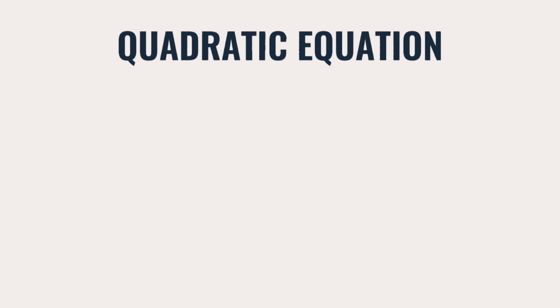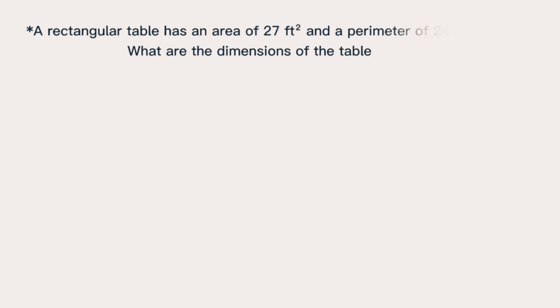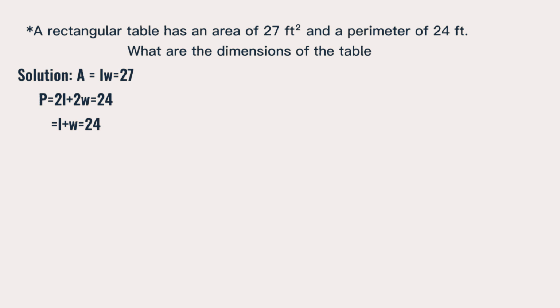The fourth topic is quadratic equation. Then let's proceed to the problem solving. Here's the problem. A rectangular table has an area of 27 feet squared and a perimeter of 24 feet. What are the dimensions of the table? Solution. Let negative b over a is equals to 12 or b over a is equals to negative 12 and c over a is equals to 27.